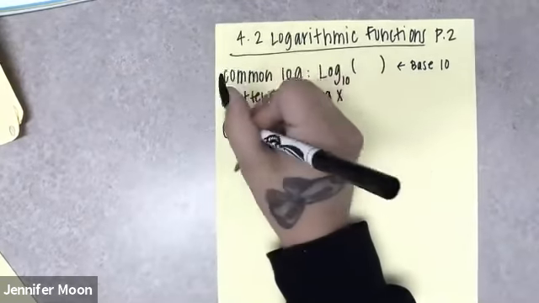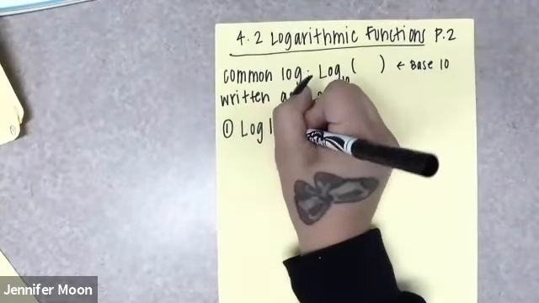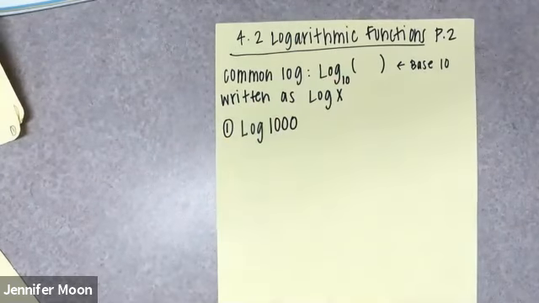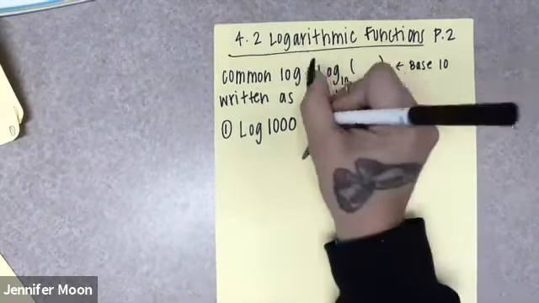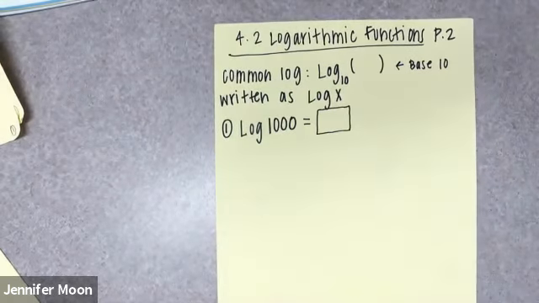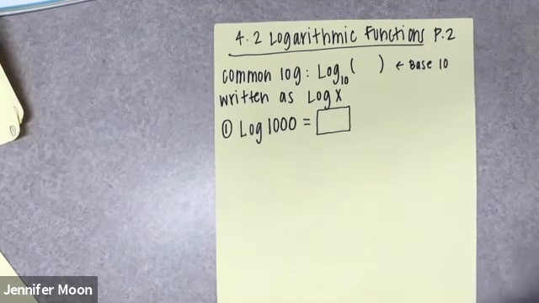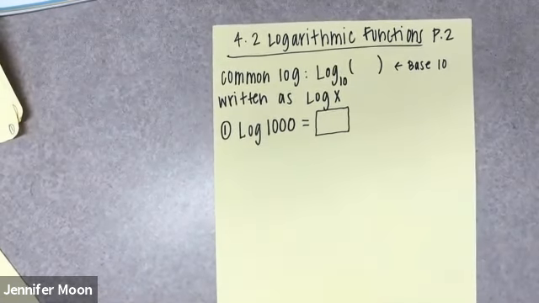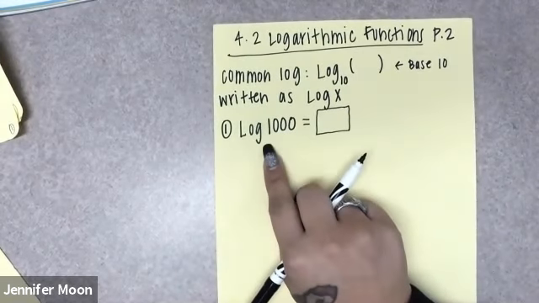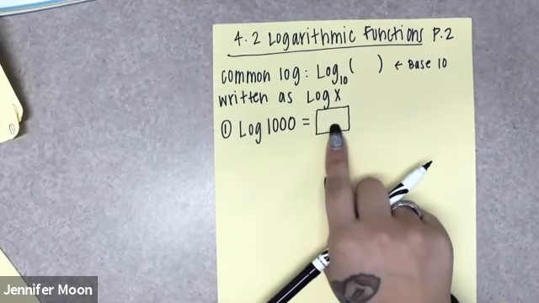Say what they give me is log of 1,000. So you notice here, they didn't write the 10. And it tells me I'm evaluating or solving this. If it was to say to solve this without a calculator, the way you would do this is you'd want to turn it into exponential form like we did before, where this is our B, base, this was the answer, this is the exponent.